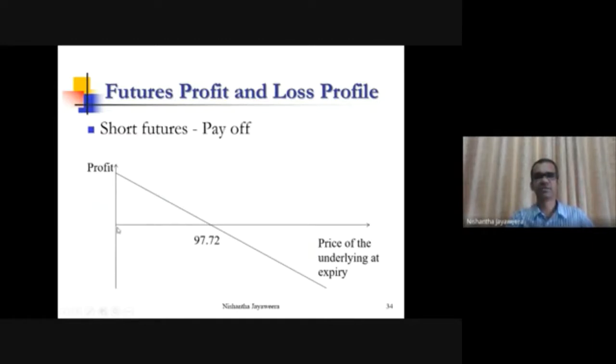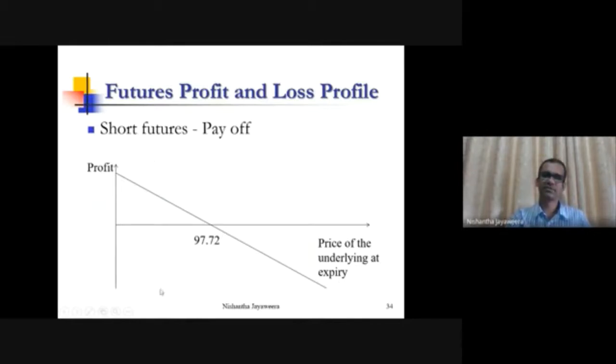When the price goes to 0, you make the maximum profit. What is the maximum profit here? What should be the figure here? 97.72. Again, break-even occurs when S equals F. Whenever the spot price on the expiry date is higher than 97.72, your purchase price, it will be a loss. So you might see here, there's no difference whether you buy the asset and keep it, or whether you buy a future. Or you sell the asset and wait.